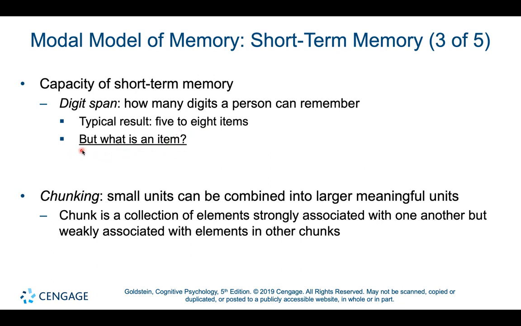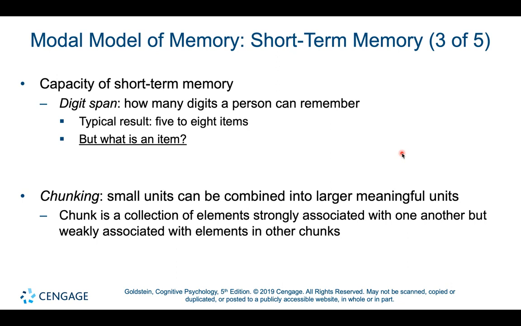But we can complicate that by asking the question, what is an item? So if the typical result is that people can remember, let's just call it 7 items, we can actually get different results by manipulating. And here's where we bring back that control process strategy of remembering things better. If you manipulate what you sort of define as an item in your brain and in your memory systems, you can actually remember more information. This is known as chunking. This is when you take small units of information and you combine them into larger, more meaningful units.